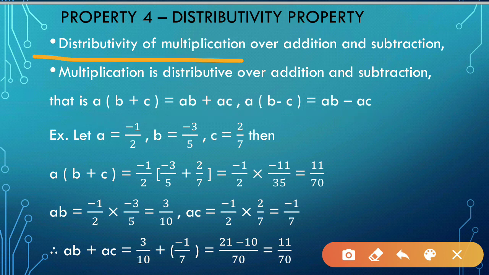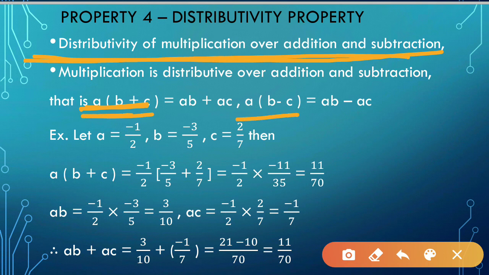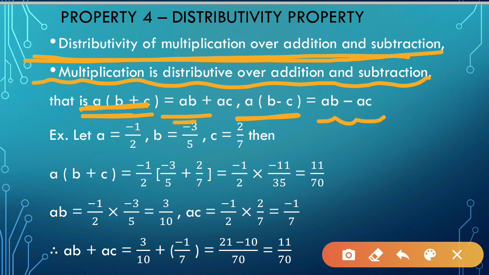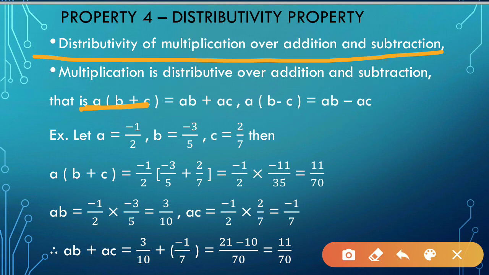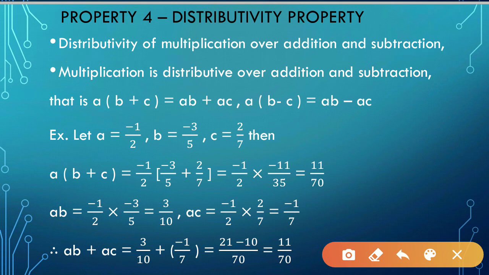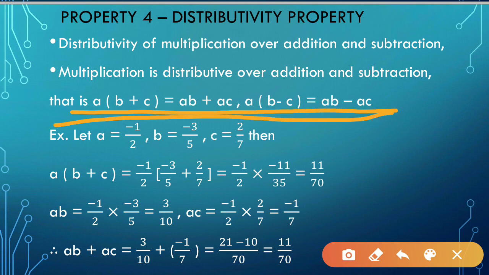This is for the right hand side. This is for the left hand side, and this statement is for the right hand side. The distributivity of multiplication over addition and subtraction is for the left hand side, and multiplication is distributive over addition and subtraction. This line is for the right hand side. So this is the necessary condition which you have to learn. Okay, so first prove that it is satisfied or not.